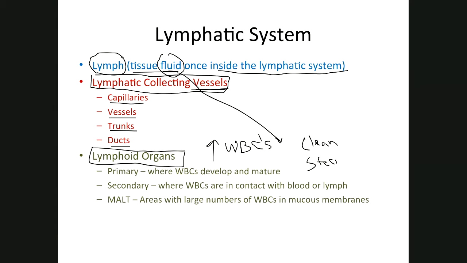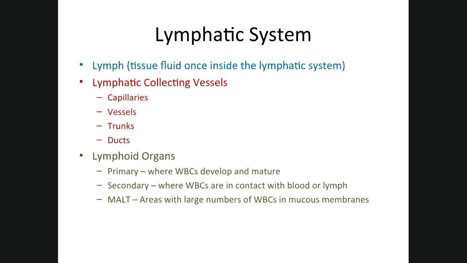And so when we look at these lymphoid organs, they can be divided up into three groups also. There are primary. Primary is where white blood cells are going to be born, basically, where they're going to develop, also where they're going to mature. And then there's secondary. Once they're mature, they're going to leave these primary organs and go somewhere where they're in contact with either the blood or the lymph. And they're going to, again, sterilize this blood, sterilize the lymph to make sure that there's nothing in it that's not supposed to be there.